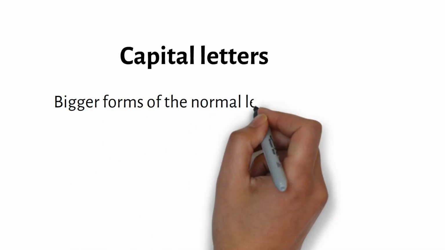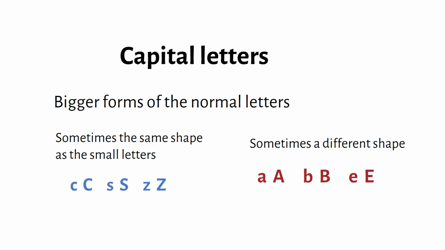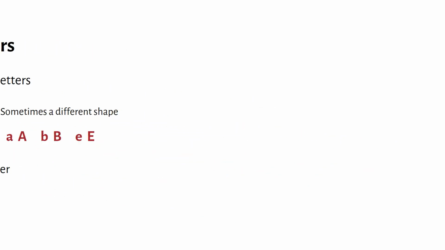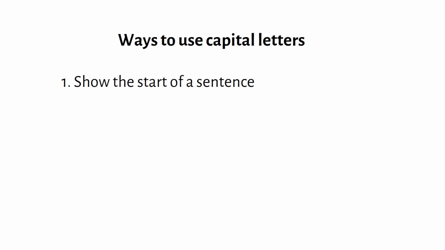Capital letters are bigger forms of the normal letters. Sometimes they have the same shape as the small letters. Often they have a slightly different shape, but they are always bigger in some way. What are the most common ways to use capital letters? People use capitals in many different ways, but here are the most common ones. First is to show the start of a sentence.